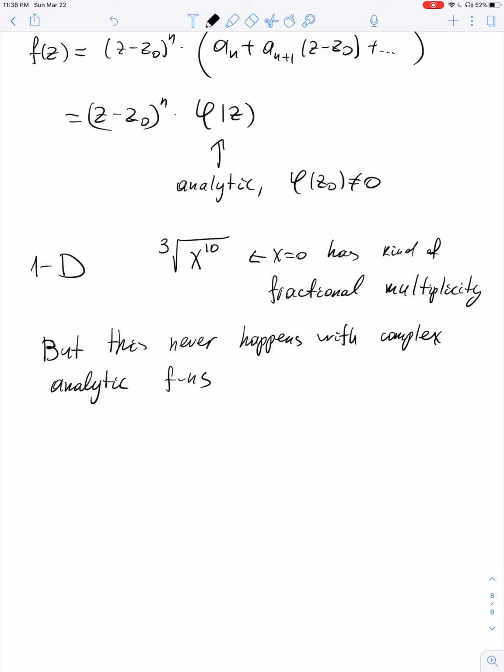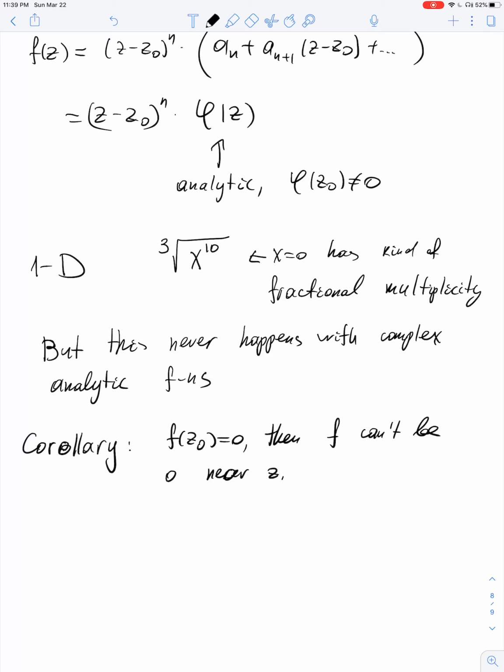And that's actually a very important feature, so we can always factor out. And in fact, this is an important step towards proving our uniqueness theorem, which I probably won't prove now because proving it virtually is a disaster. But what is important here, important corollary, is that if f of z0 is 0, then f can't be 0 near z0.